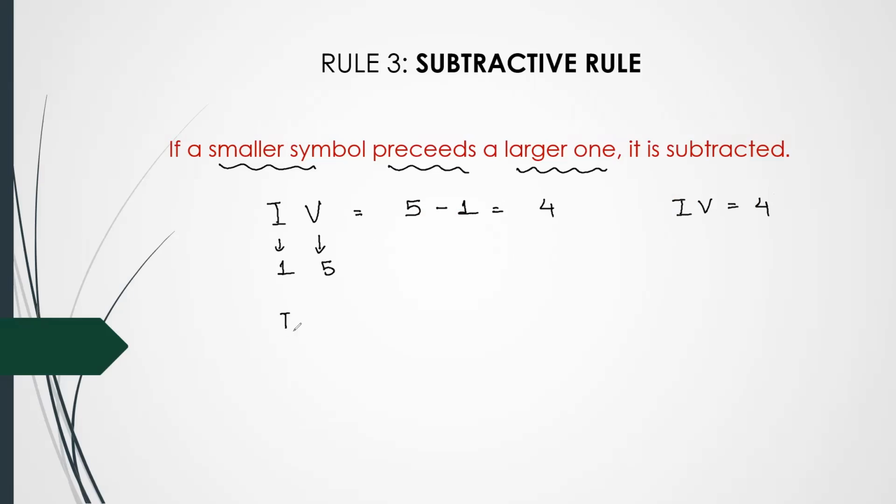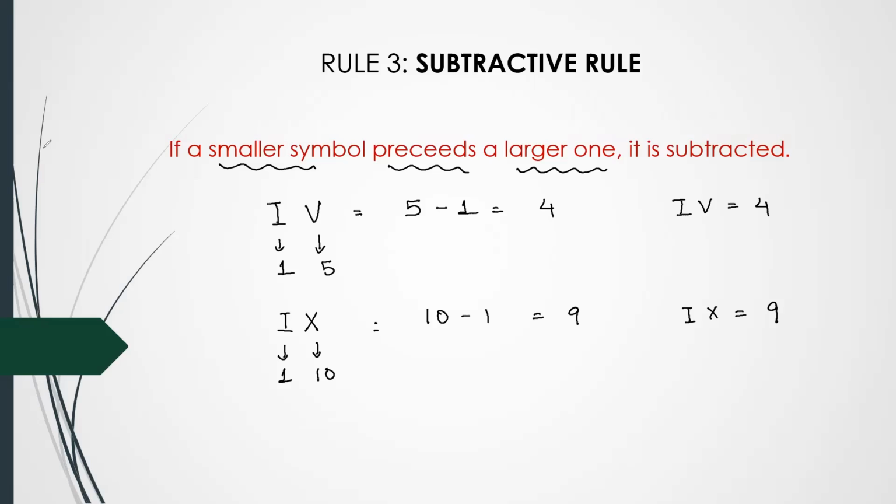Again, let us take another example. Say I and X. I stands for 1, X stands for 10. 1 is smaller than 10, so we subtract the values, 10 minus 1, and we get 9 as the answer. So IX stands for 9. This is the subtractive rule.